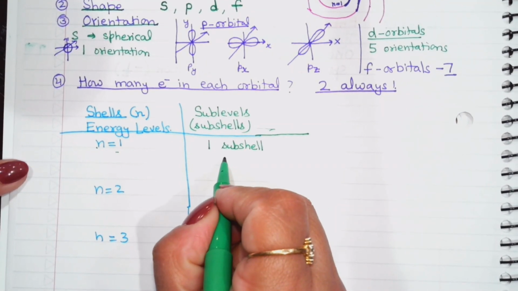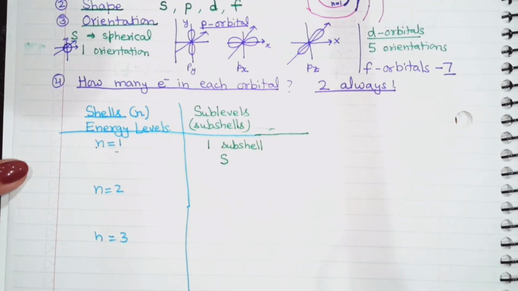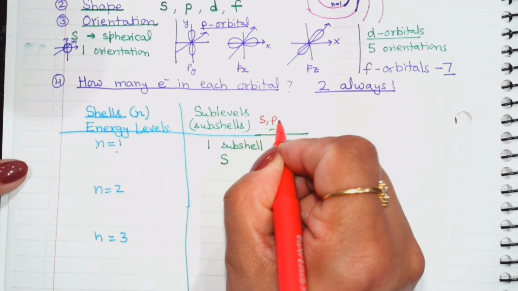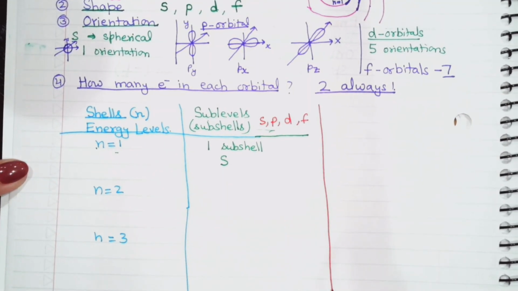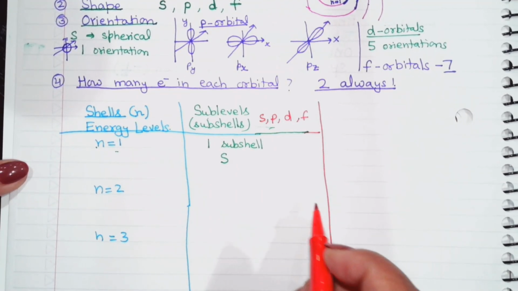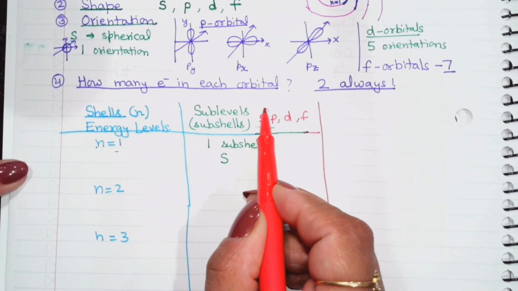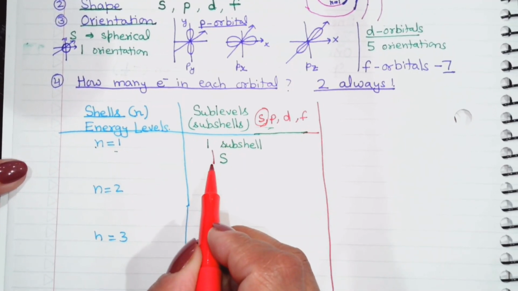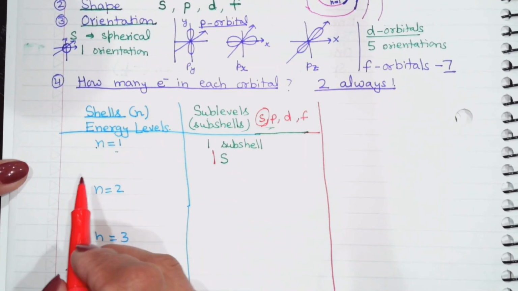And that would be S, right? Sublevels or subshells are S, they can be S, P, D, or F. So these are the sublevels that are possible in each energy level, right? So energy level 1 has only 1 subshell, and we will start with S always. So we can write 1S. That number 1 represents the energy level, right?